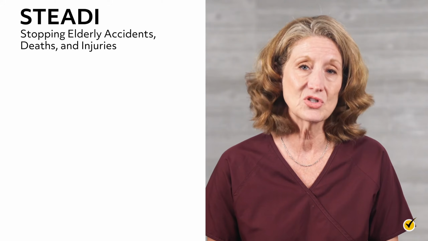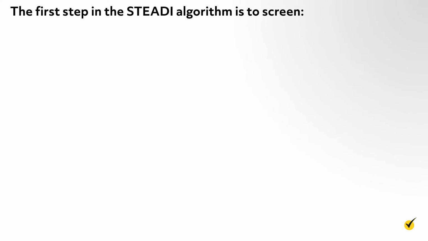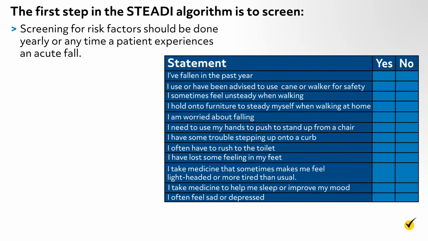The Centers for Disease Control and Prevention has developed the STEADI algorithm for fall risk. STEADI stands for Stopping Elderly Accidents, Deaths, and Injuries. There are 3 steps to the algorithm: screening, assessment, and interventions. The first step in the STEADI algorithm is to screen. Screening for risk factors should be done yearly or any time a patient experiences an acute fall.